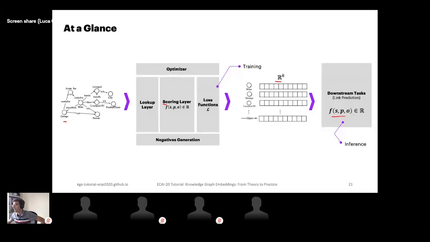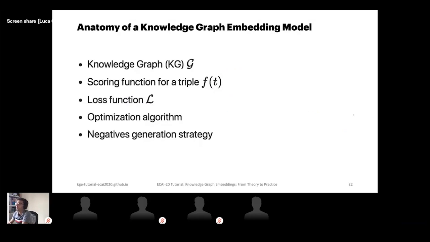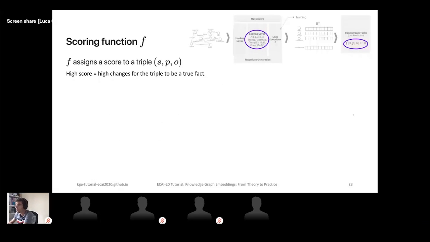Now, having said that, this is the bird's eye view of how knowledge graph embedding works. We will now dissect the architecture, and we will describe every component one by one, starting with the scoring function, the so-called scoring layer. Now, the scoring function, I said before, is at the heart of a knowledge graph embedding model.